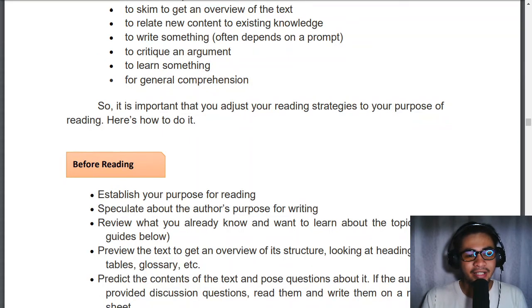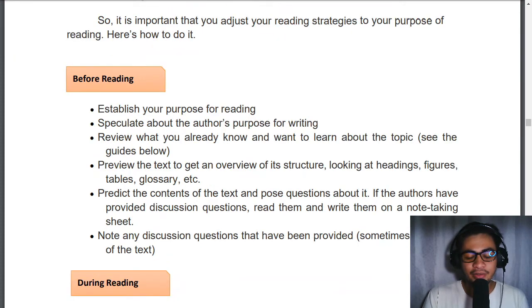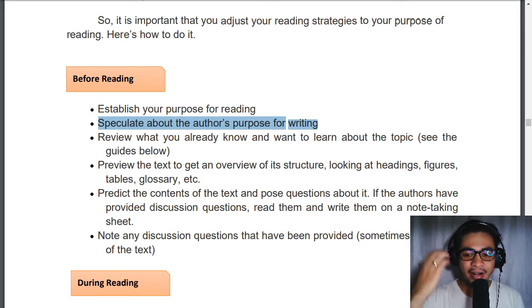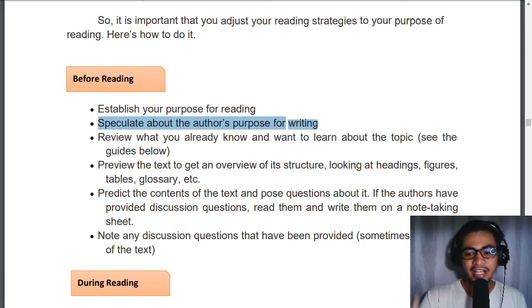So these are the important things that you need to consider na imo i-adjust ang imong reading strategies to your purpose of reading. So before reading, you have to consider this one. Establish your purpose for reading. Dapat kabalo ka sa imong purpose nga nganong nagbasa ka. Before ka magbasa, dapat kabalo ka sa imong purpose. Speculate about the author's purpose for writing. Dapat makabalo ka unsay rason sa author nganong gisulat niya kini. Dapat makabalo ka unsay purpose sa iyang gisulat.